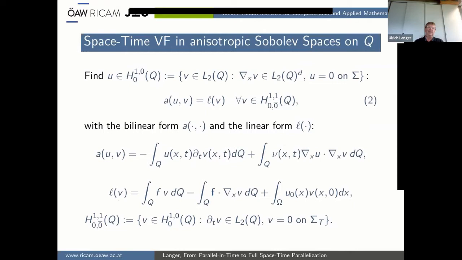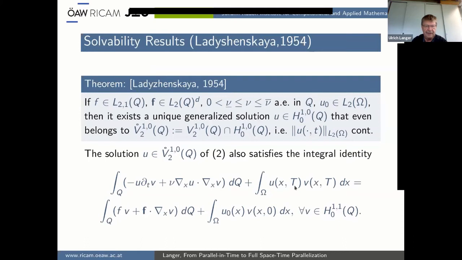So I will look at another functional formulation in anisotropic Sobolev spaces, not H1 1/2, but H1 0, with test functions then in another space, H1, using integration by parts. And this was introduced by the Russian mathematician in Leningrad at that time, for instance by Ladyzhenskaya. This is another version of the formulation. So you include also the boundary and initial conditions. And there are old results by Ladyzhenskaya on existence and uniqueness.